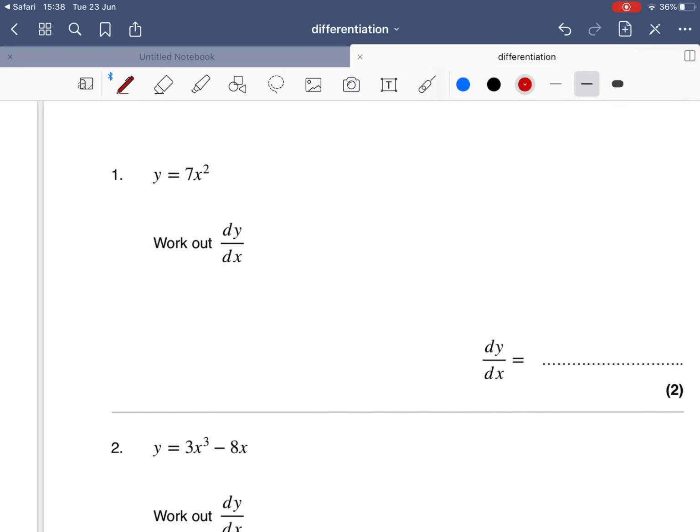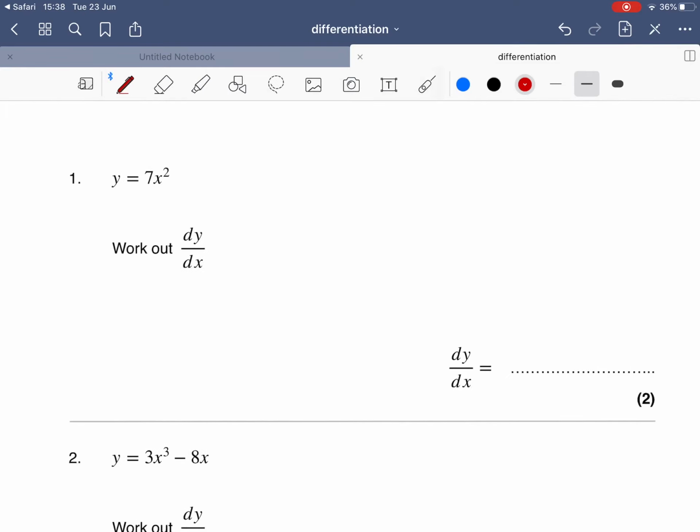So the first one, you normally see differentiation where you've got a y equals something and you've got to find dy over dx. That just means you've got to differentiate it to find the rate of change. Because rate of change is something like the gradient, where you've got the change in your y over your change in your x. That's basically what it's asking for.